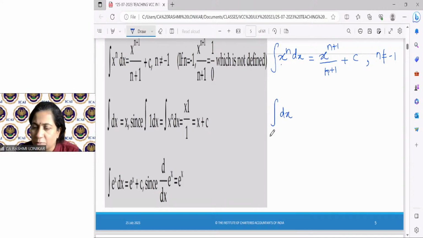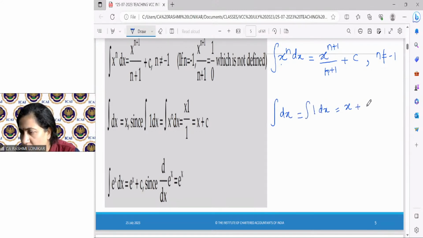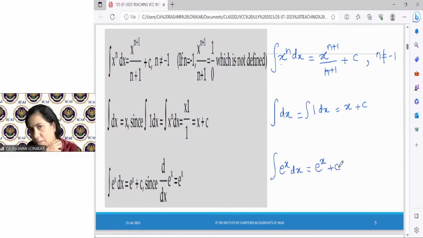Integration of dx means what? If I just have the integral sign with dx, this simply means it is equal to integral 1 dx, which is equal to x plus c. Okay. And here, integral of e raised to x dx, the exponential function, the same function will be there, e raised to x plus c.